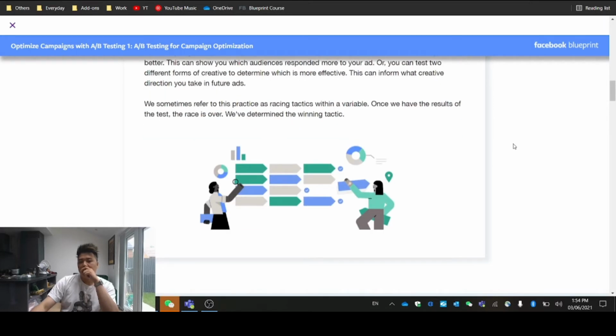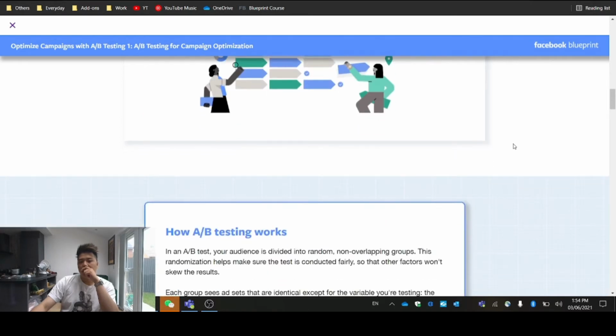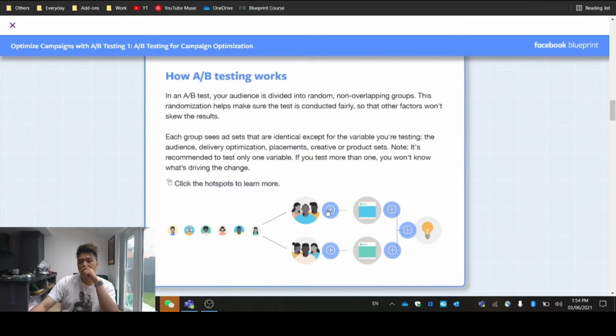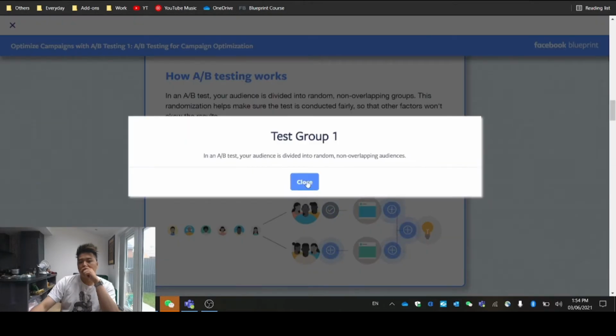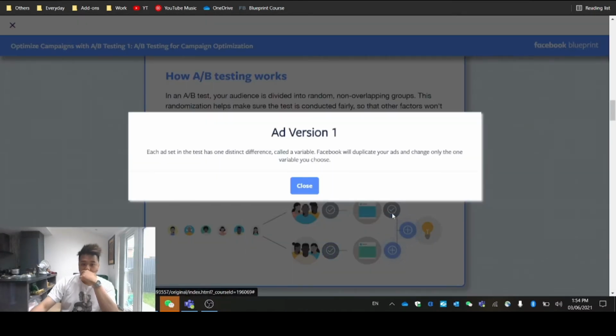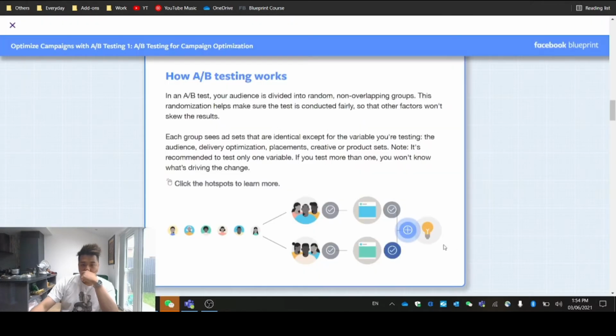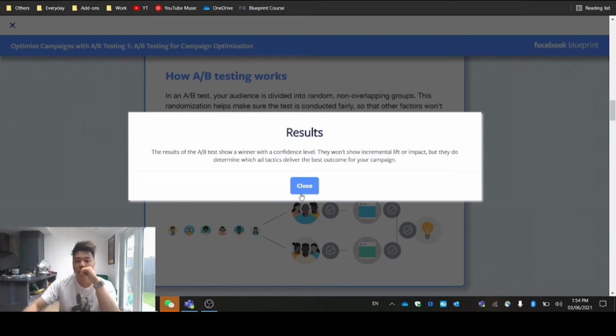We sometimes refer to the practice as racing tactics within the variable. Once we have the result of the test, the race is over. We've determined the winning tactic. So the A/B test shows the winner and the confidence level.